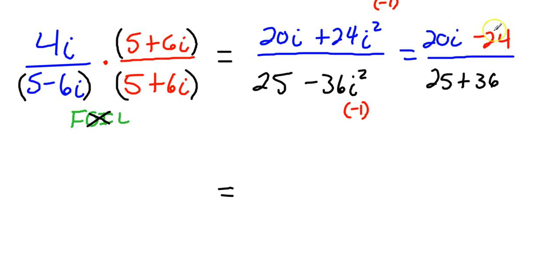Okay, top part. Let's go ahead and put it in the standard form first. So we'll put the negative 24 first, and then the plus 20i behind it. And on the bottom, 25 plus 36 would be 61.